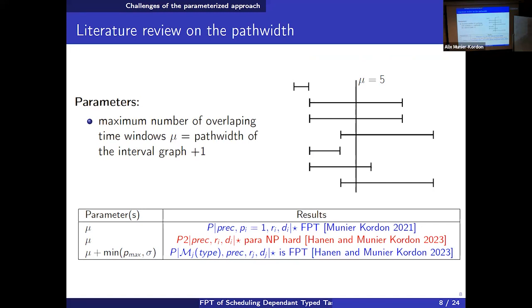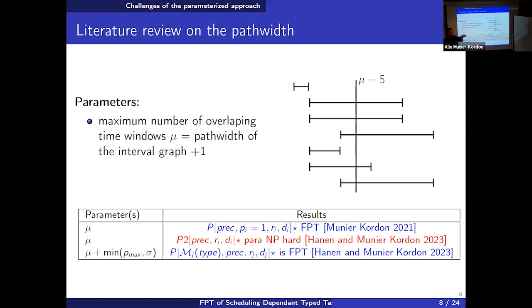Now, another parameter is what we call the path-width. I will say it is our favorite parameter. When we consider time windows and deadlines, it is the number of tasks that can be done simultaneously. It is not seen in this scheme, but here it's open, so we do not consider this data. So here the maximum number is 5. And then we have several positive results.